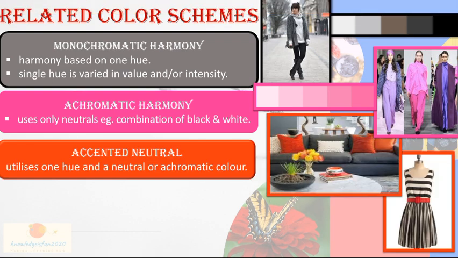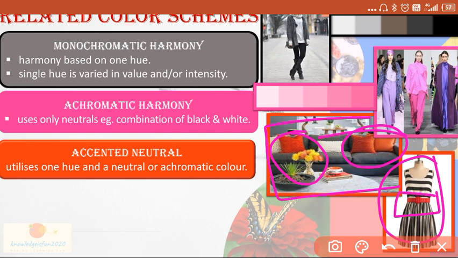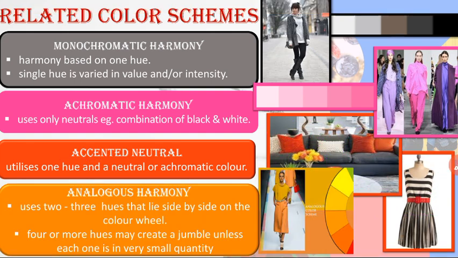In accented neutral you have only one hue and all the other colors are achromatic, that is making use of black and white. This dress is black and white with one hue, that is red belt. The whole interior of this room is in grays and black and white except for this orange color. It actually brings out the color, that is why it is accented neutral. Neutral color scheme with one color.